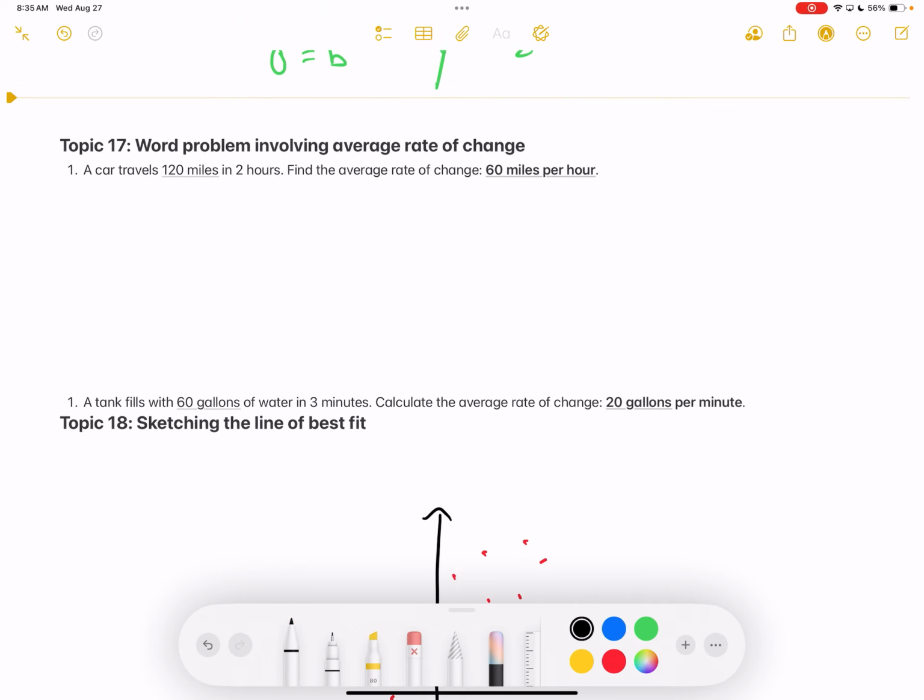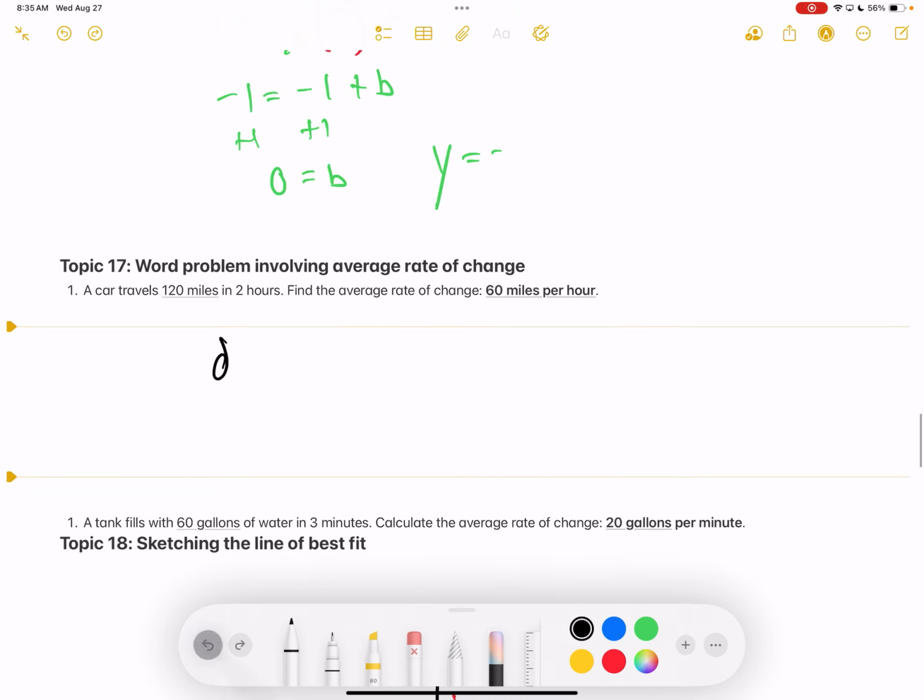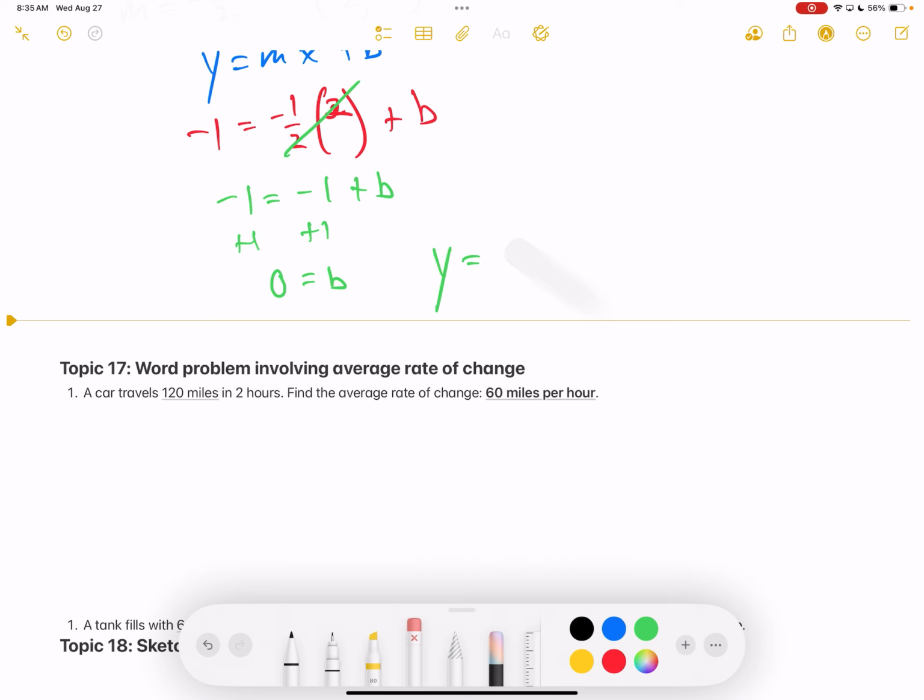All right, word problem. Average rate of change. A car travels 120 miles in 2 hours. Find the average rate of change, which is miles per hour. I think you could actually use, I was going to say D equals RT, but whoa, it took away my, what is it doing?